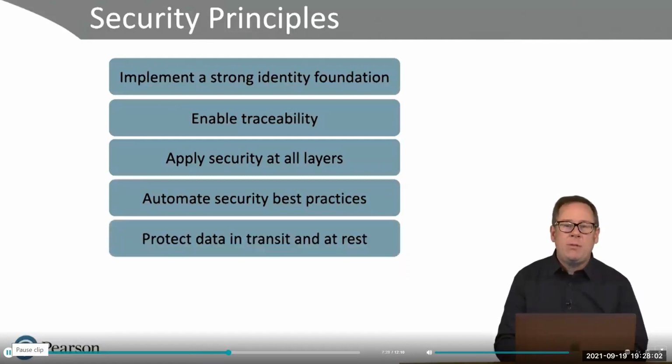Protect data in transit and at rest. This is a pretty straightforward mention of encryption, as well as different compliance features that can help you protect your data from being accidentally deleted.